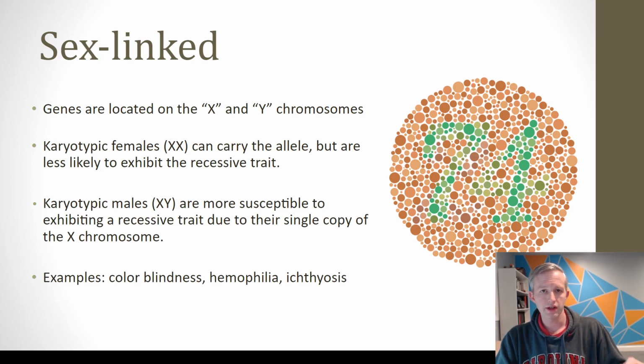So they would have to have a colorblind father because he only has one X chromosome to give, and so he would be colorblind himself, would pass on his colorblindness gene to his daughter, and then they would also have to have a mother who is at least a carrier for colorblindness, and then have the bad luck of getting that gene from her. So in that case, it is much less common for karyotypic females to exhibit color blindness.